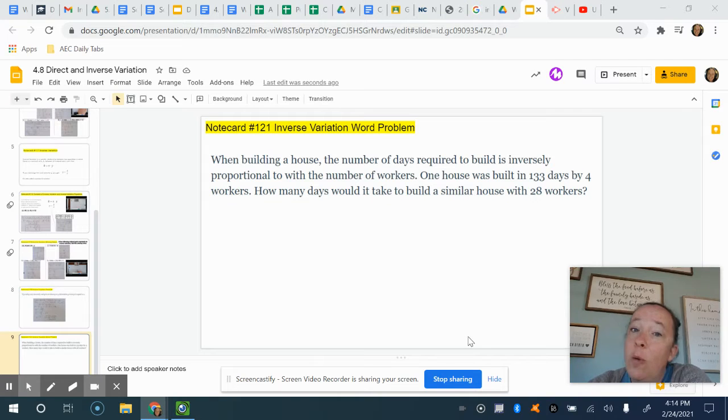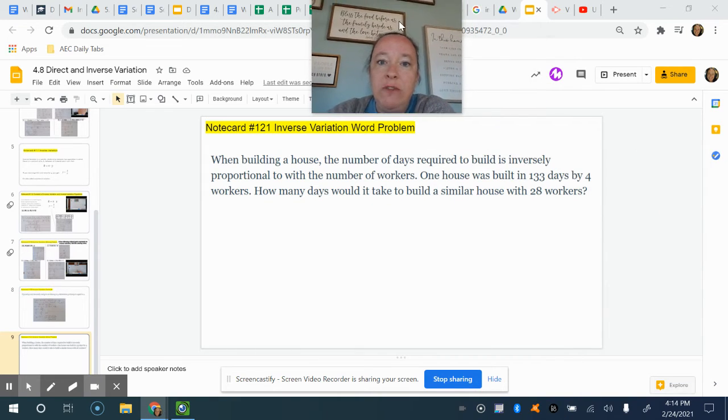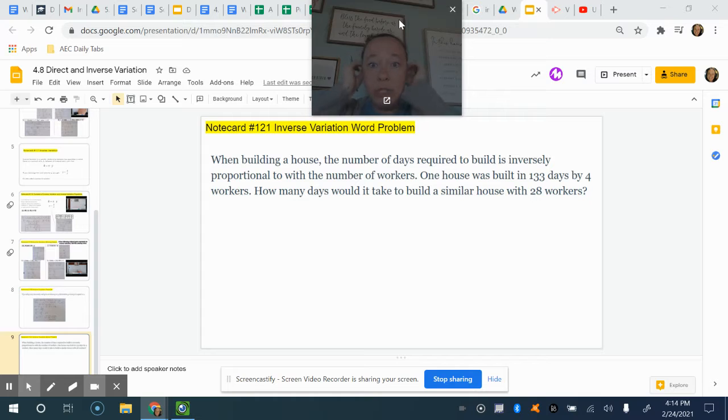Now we're getting to the culminating event of this section. You've got to be able to figure out word problems with direct and inverse variation. So let's look at this word problem. It says when building a house, the number of days required to build is inversely proportional. That's the same thing as inverse variation. Saying inversely proportional is the same thing. An inverse relationship, it means the same thing.